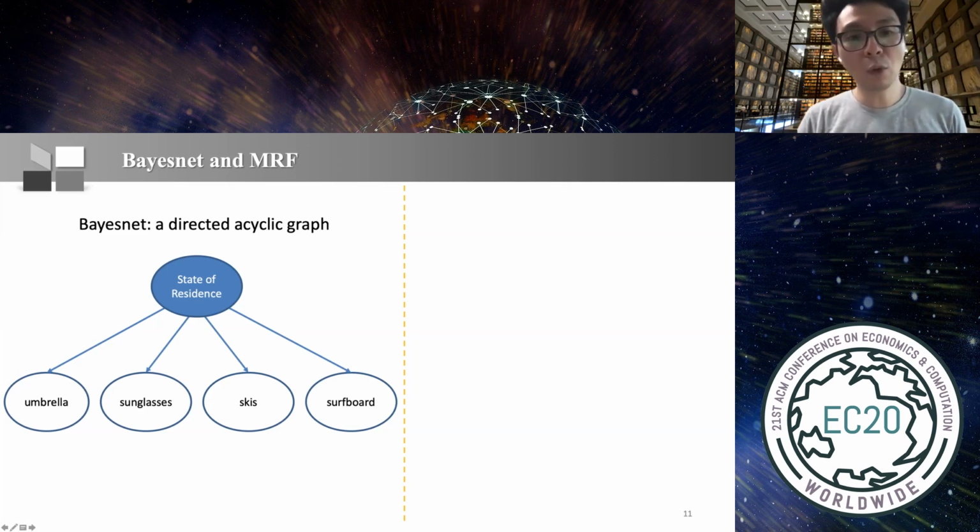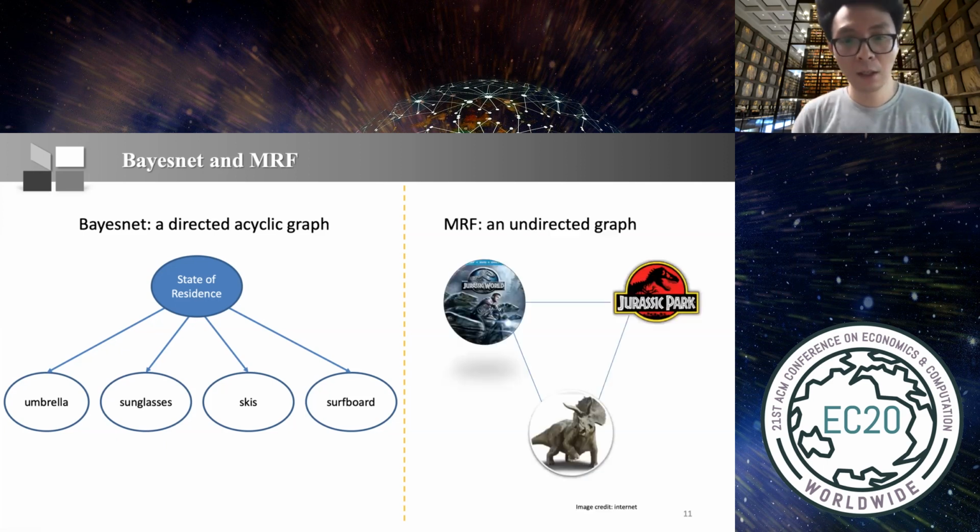But if you don't condition on the state of residence, say you just condition on the values of two of these items, say, skis and surfboards, then the buyer's values for umbrella and sunglasses will still be correlated. Okay, so this is one example of a Bayesian network.